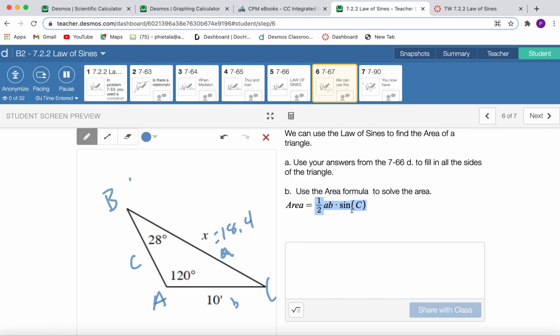Okay? So now we have an angle, we have a side length little a is 18.4. The side length little b is 10. And our big angle C is 180 minus 120 minus 28.